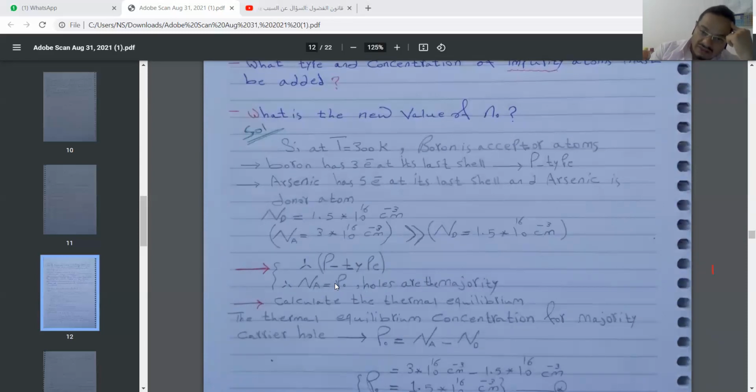Now let's calculate the thermal equilibrium. Thermal equilibrium has a different equation. We must focus on it. Let me write that.